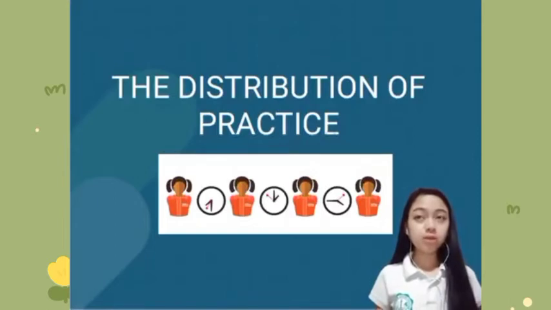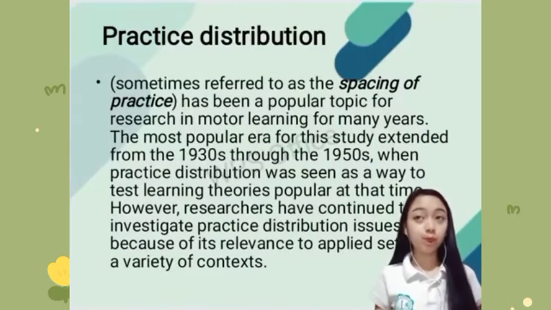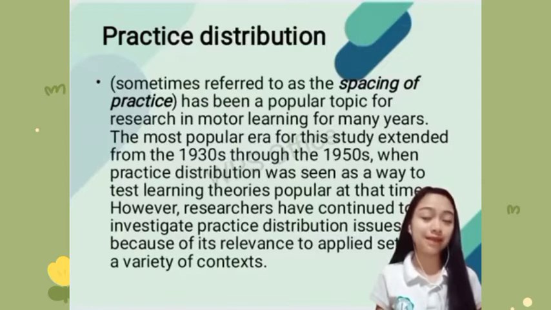So next, the distribution of practice. Practice distribution, sometimes referred to as the spacing of practice, has been a popular topic for research into motor learning for many years. The most popular era for this study extended from the 1930s through the 1950s, when practice distribution was seen as a way to test learning theories popular at that time. However, researchers have continued to investigate practice distribution issues because of its relevance to applied settings in a variety of contexts.